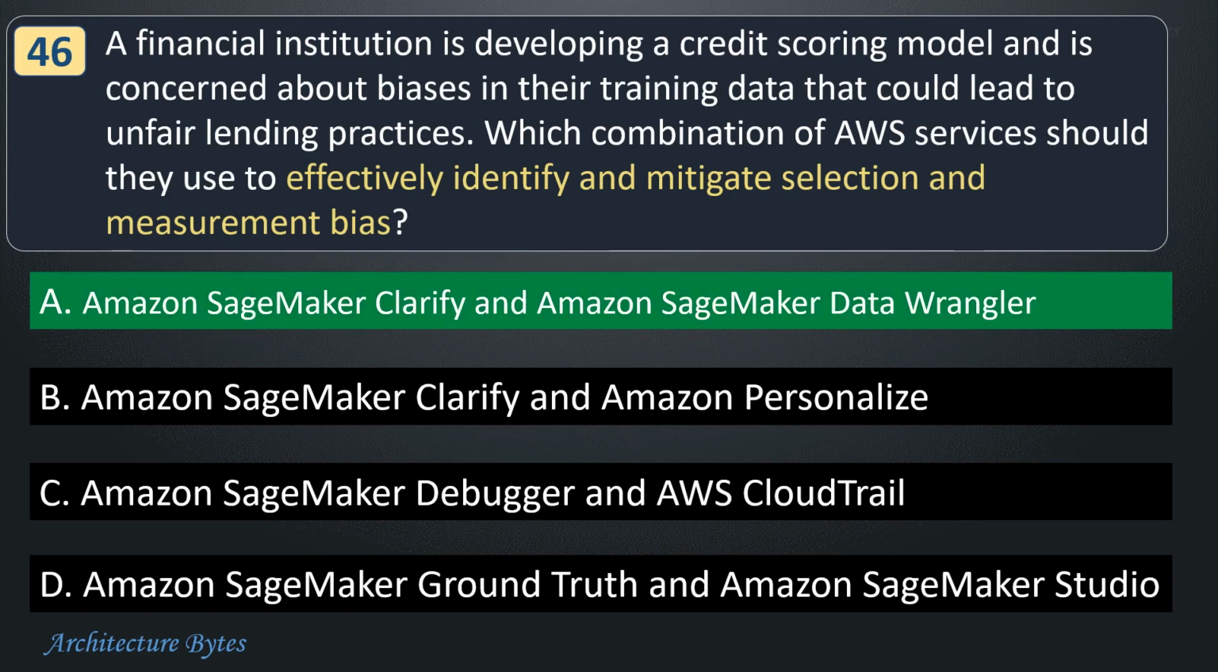Option A. SageMaker Clarify and SageMaker Data Wrangler is the right answer here. Clarify identifies and mitigates bias while Data Wrangler prepares data, ensuring fairness and representativeness. B is incorrect because Personalize focuses on recommendations and does not directly address bias in credit scoring. Option C. Debugger monitors training but doesn't address bias. CloudTrail tracks API calls, that's unrelated to bias mitigation. Option D. Ground Truth aids in data labeling and Studio is for model development, not specifically for bias identification.